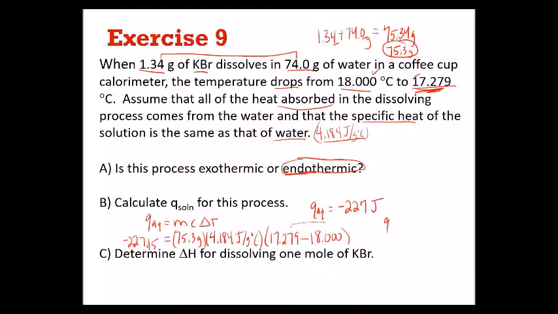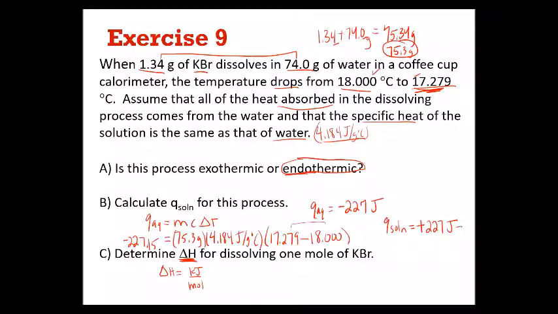So what does that mean about Q solution here? What's the only difference? It's positive 227 joules. Now, solving for delta H, one other added little thing that we have to remember is delta H is going to be expressed in kilojoules per mole. Kilojoules per mole, that's how we always express delta H.